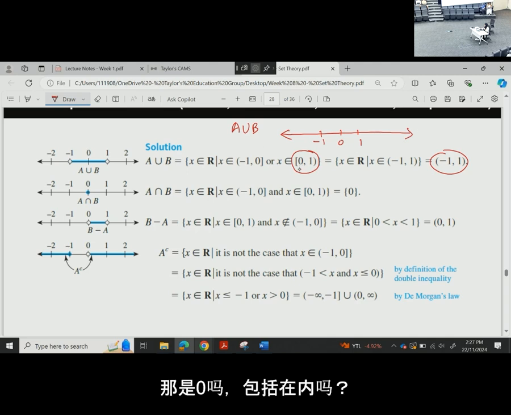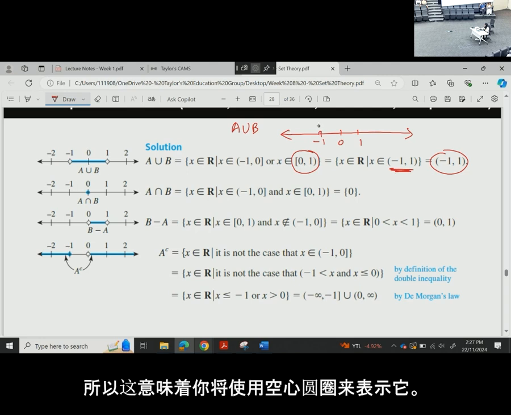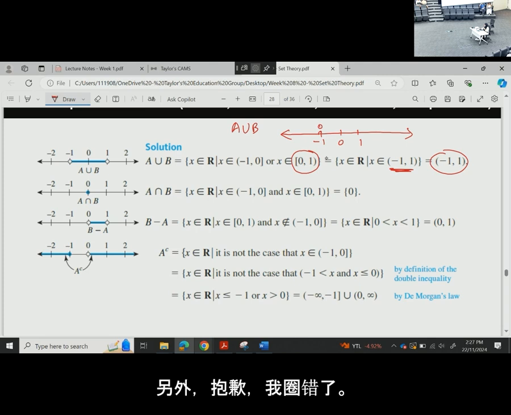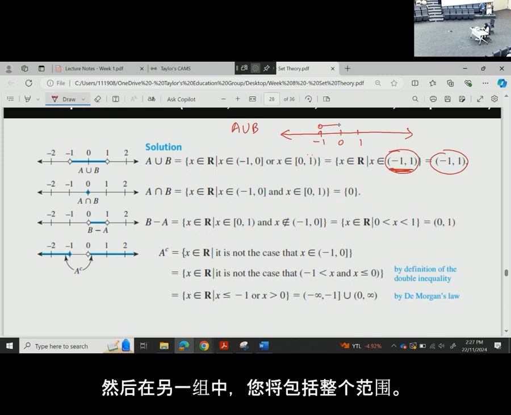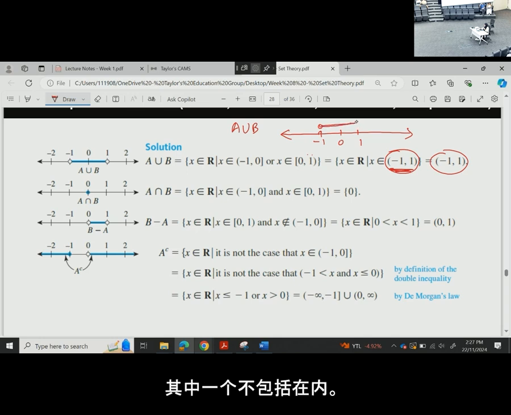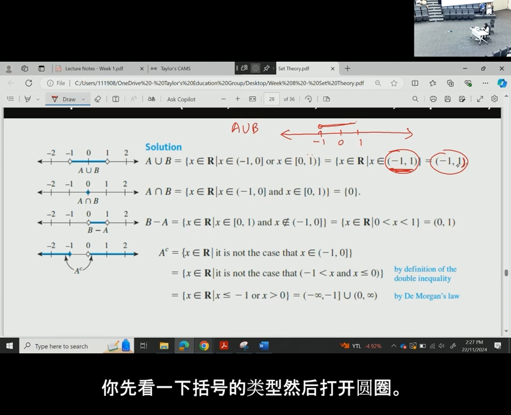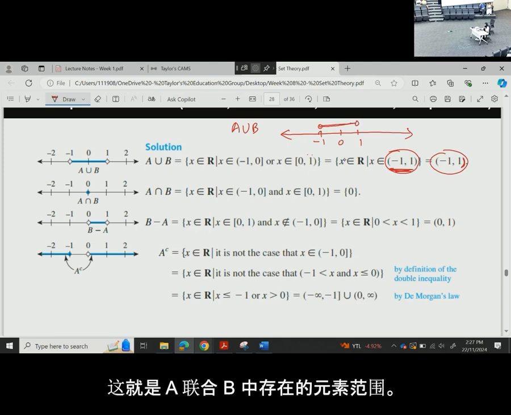Union of A and B, is 0 included? No, this is the final one that you get, so it is not included, so you will show it using an open circle. And on the other side, sorry, I encircled a wrong one. This is the one that you have to focus on. And then in the other set, this whole range you will include, because in the union you include all the elements. 1 is not included, you look at the type of bracket and then an open circle. So this is the range of elements present in A union B.